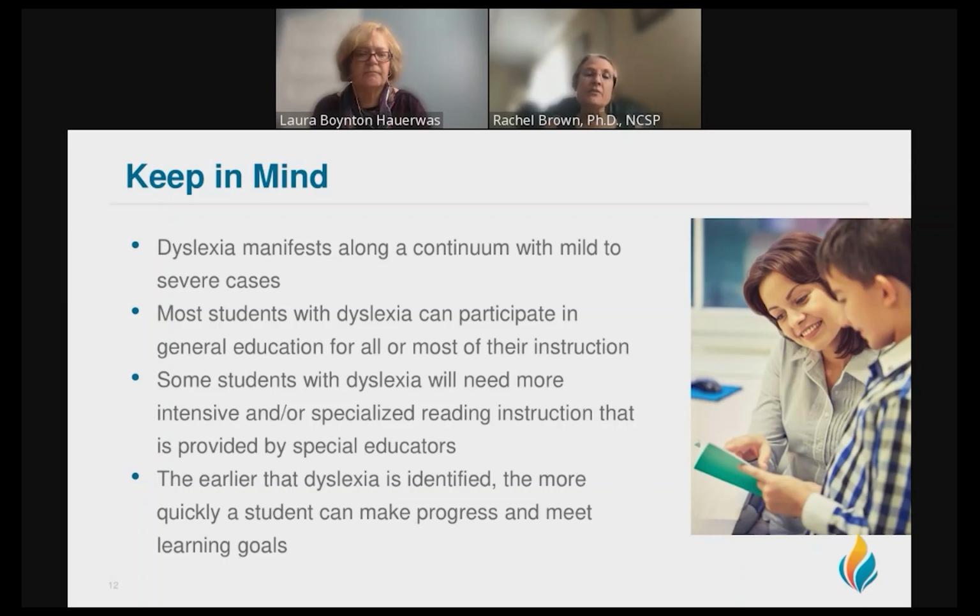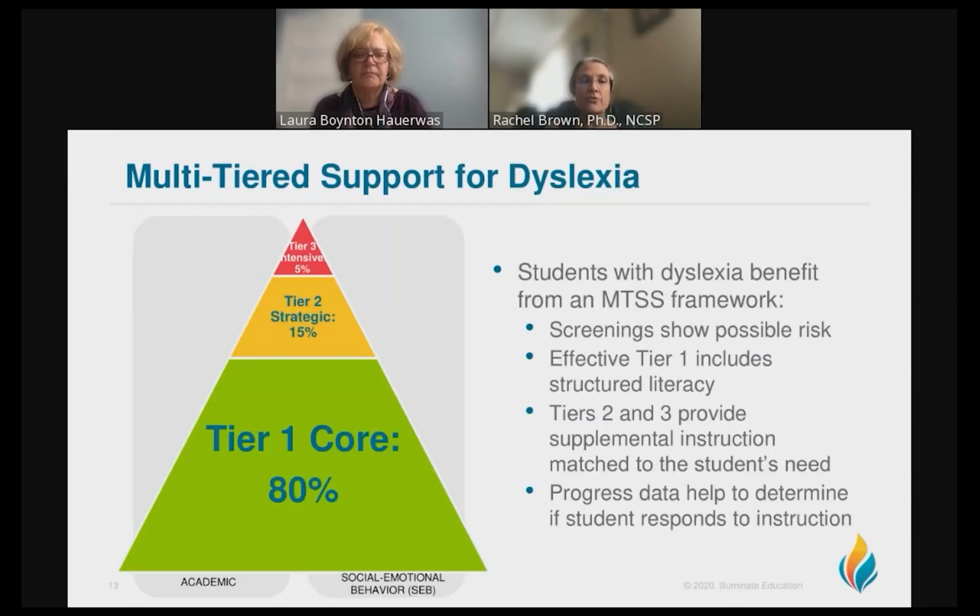Another big thing to be aware of is the earlier that we recognize potential signs of dyslexia and provide intervention, the better the outcomes for the student. So early intervention really, really matters.